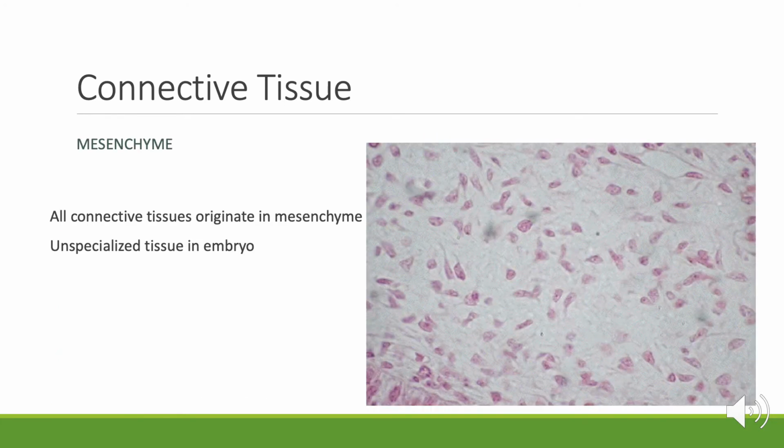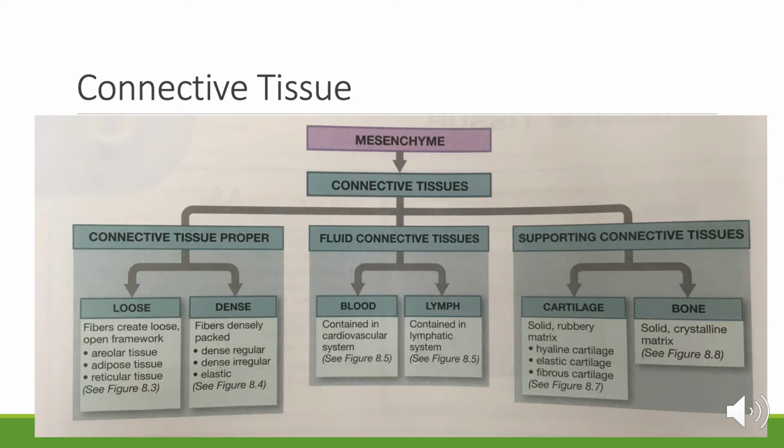All connective tissue originates from mesenchyme, which is an unspecialized tissue found in the embryo. Mesenchymal cells can differentiate to create all sorts of connective tissues. You can create cartilage, bone, blood, lymph, loose tissue, or dense tissue. So it isn't very specialized, highly differentiated.